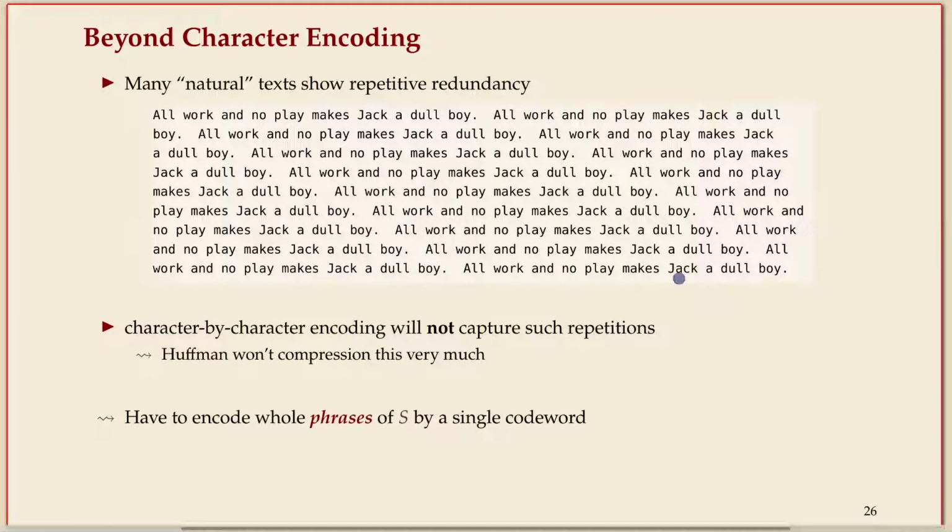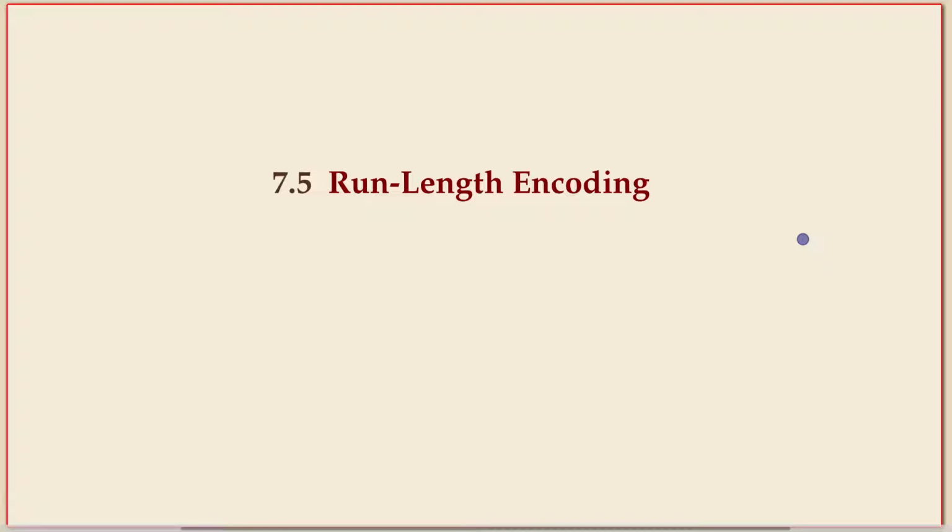Now the challenge, of course, is most texts don't look exactly like that. They have some sort of repetition, but it's not as obvious as this and not as extreme as in this one. The first example of a code that can achieve something like this is a very simple one that's called run length encoding.